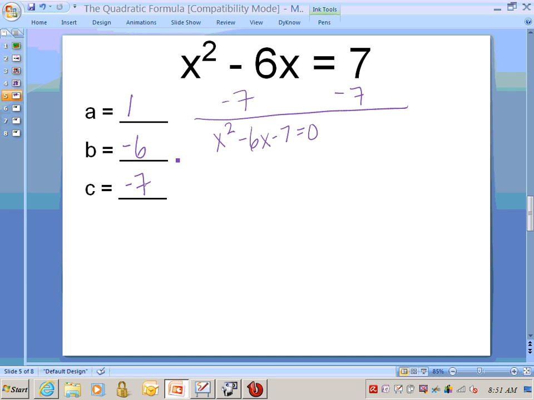My quadratic formula is x equals negative b plus or minus square root b squared minus 4ac all over 2a. I want you guys to try and work this out, and then we're going to go over it.